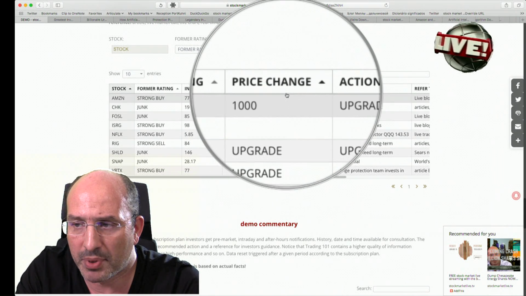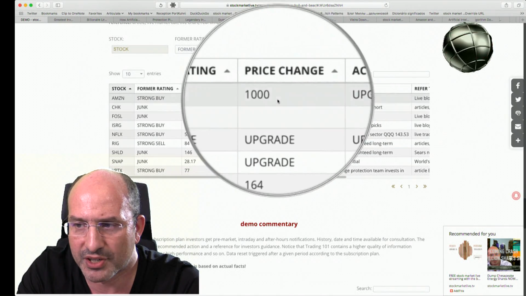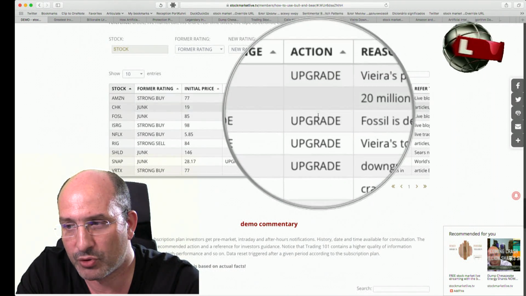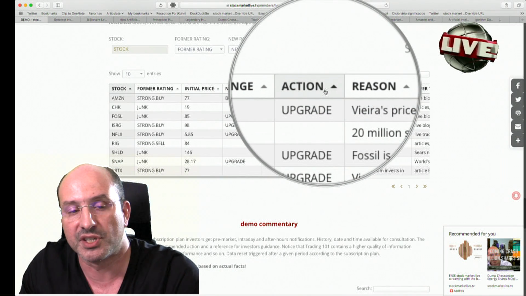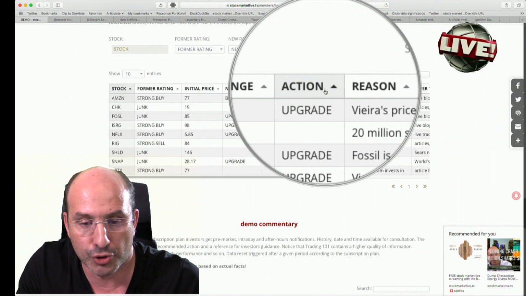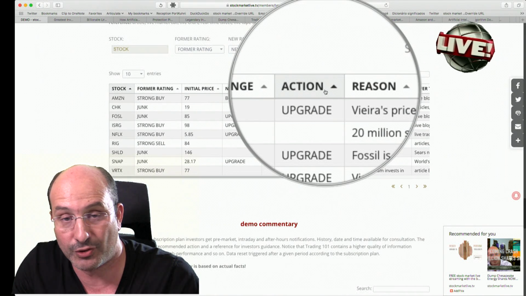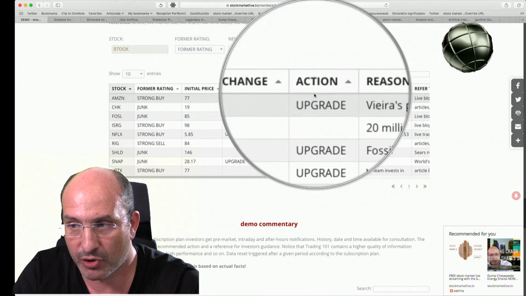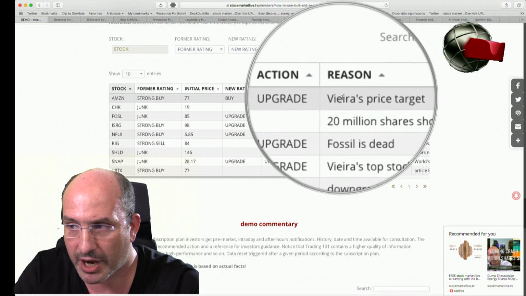For example, there was a price change here. You can see new rating, buy, okay? When $1,000, action, if you want to know why, you have to upgrade. If you see here upgrade, it means that it's not included in your service, okay? So do I recommend, for example, or does the algorithm recommend to close the entire position, or to reverse to the short side, or to just take some profits, or even to buy more? The answer, you have to upgrade, because it is not available. If you have this label, it means that it is not available in your service, okay?